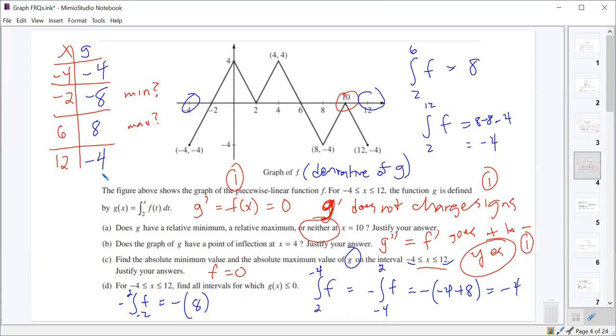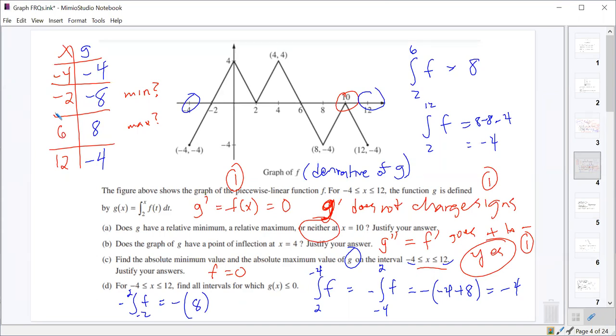And then we just look for what's the absolute max. Well, the absolute max is 8 at x equals 6. And the absolute min is -8 at x equals -2. Good or no? Any questions or issues there?